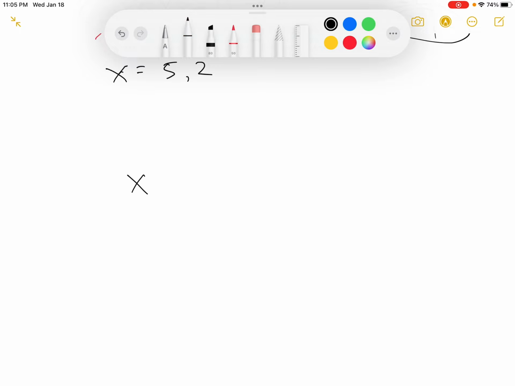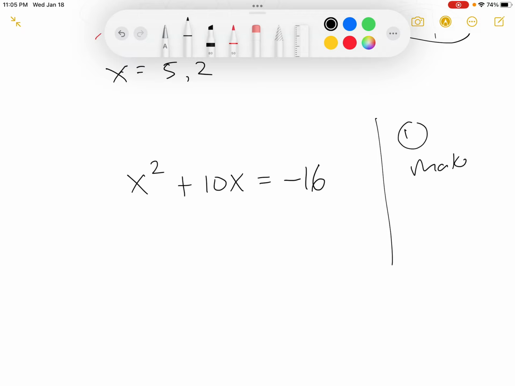Let's say we've got x squared plus 10x equals -16. Okay, so first, step number 1, you have to make it equal 0. It's not equal to 0, it's equal to -16. So to make it equal 0, I want a 0 on this side. We're going to add 16. And that's going to make a 0 because 16 minus 16 is 0. So now I've got x squared plus 10x plus 16 equals 0.